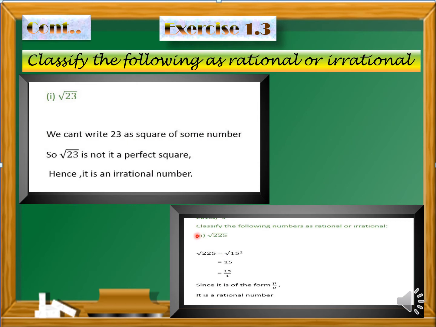When the square goes that side, it will take it as root. Okay. So when 15 square is here, when this square, this 2 goes that side, it will become a root. So 15 is equal to root 225. So we can say the value as 15. So 15 by 1, since it is in the form p by q. As I have said, any number has denominator as default 1. So it is a rational number. Okay.